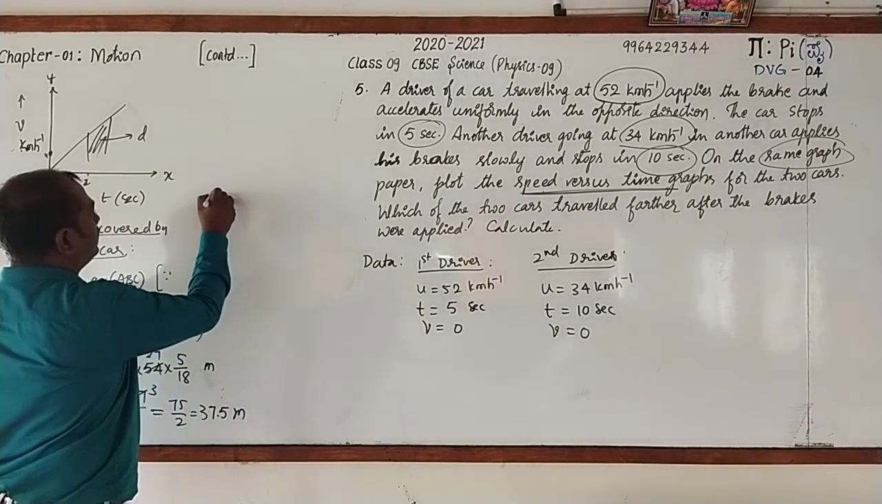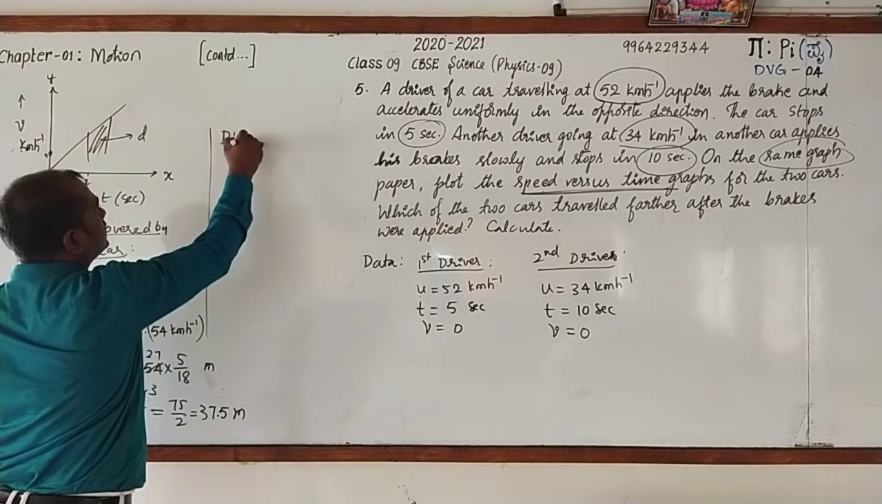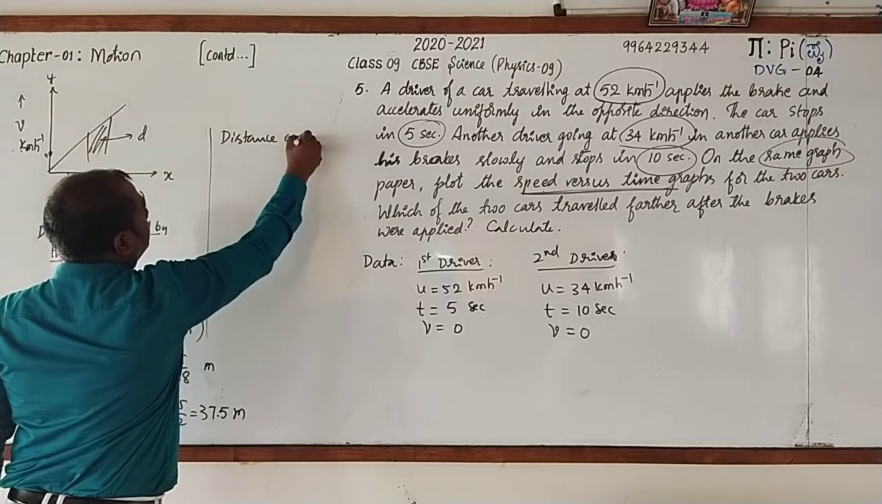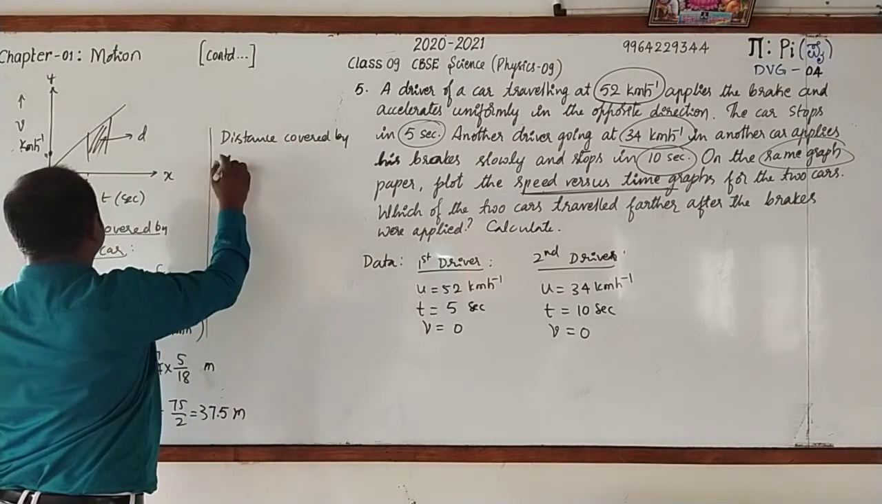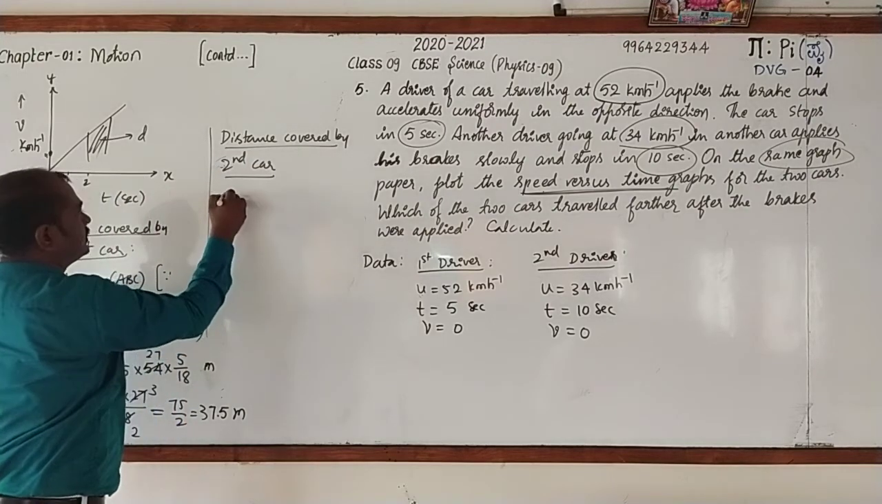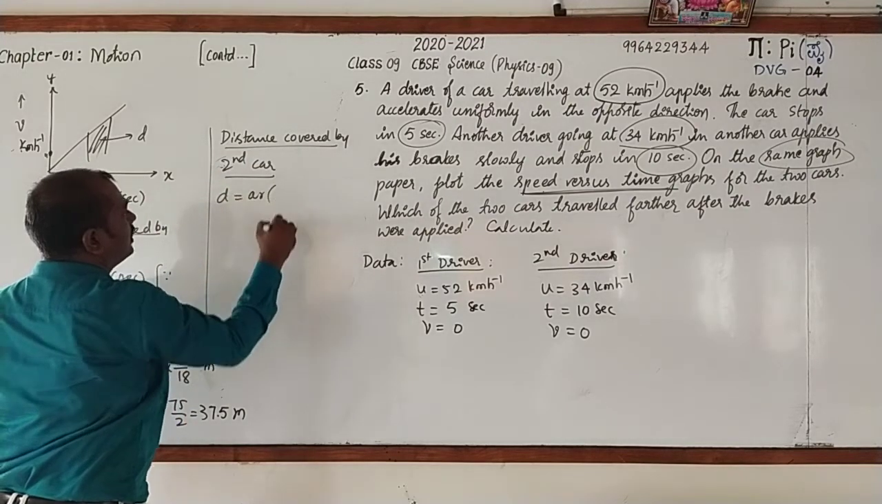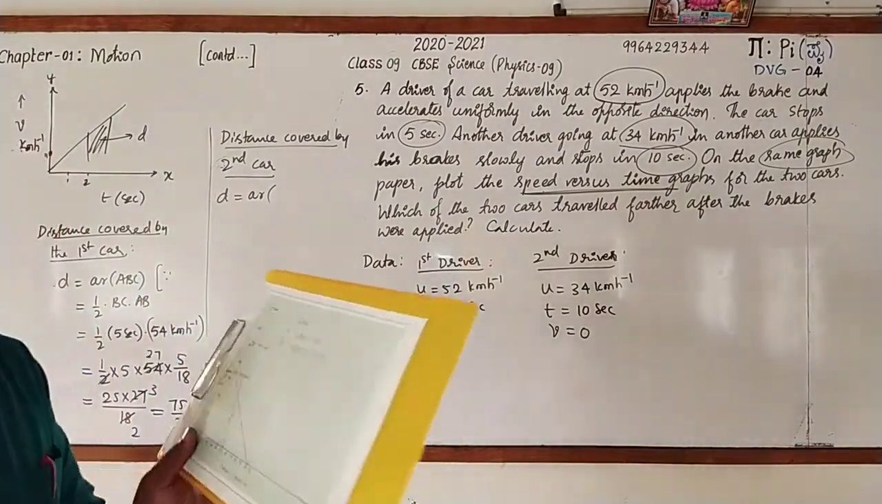Now let us go for the distance covered by the second car. Distance covered by the second car. Then to find that, again we should consider distance is equal to the area of, observe this graph.